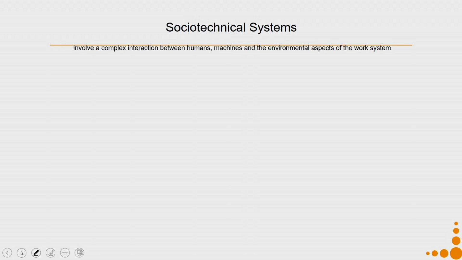It involves a complex interaction between humans, machines, and the environmental aspects of the work system. As and when our work environments became more and more complex, what we have to do nowadays is always design socio-technical systems. Why? Because everything is about a complex interaction between humans, machines, and the environmental aspects of that work system.